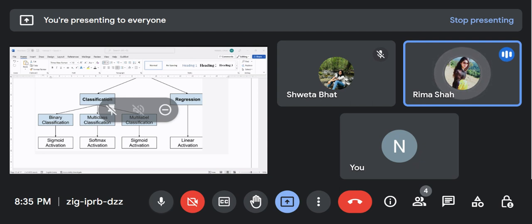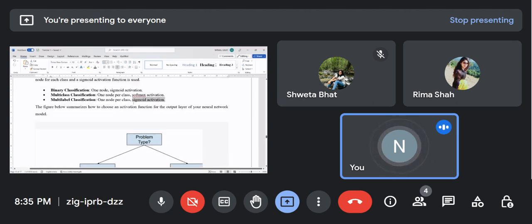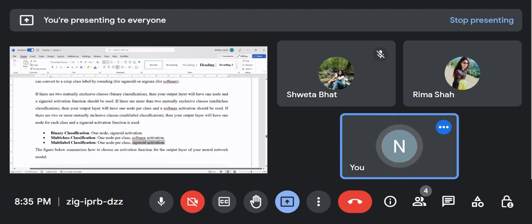Sir, can you repeat the last one, multi-label classification? Okay, in case of multi-label classification, we said that if there are two or more mutually inclusive classes, mutually inclusive means if we have some common parameters between them, that is called mutual inclusion. See, in sets, you studied mutually inclusive and mutually exclusive. So what happens in mutually inclusive events and mutually exclusive events?